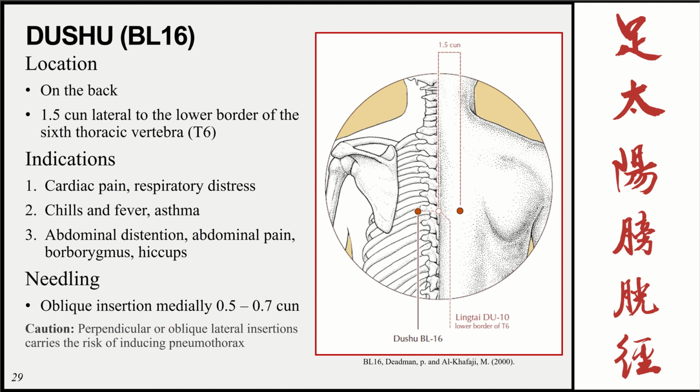And then the functions of this one are now not organ related because it's not a back shu, but they relate to the area of where the point is: cardiac pain, respiratory distress, chills and fever, asthma, and then it's also starting to do abdominal conditions such as abdominal distension, pain, and borborygmus or hiccups. Insertion exactly the same and same caution.